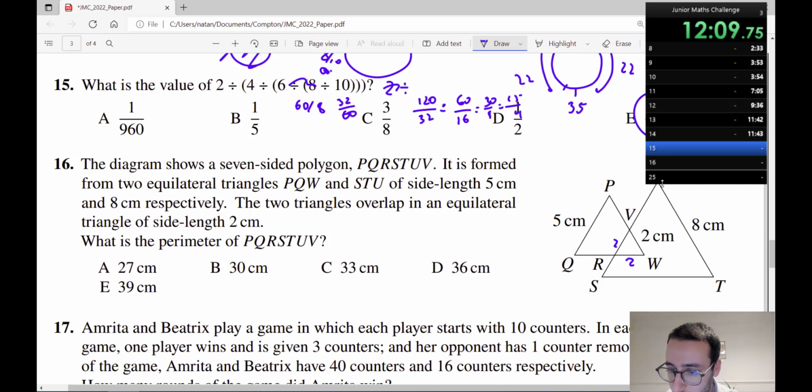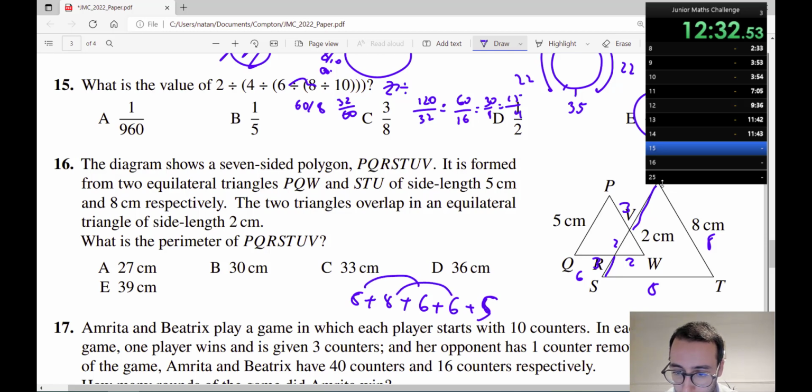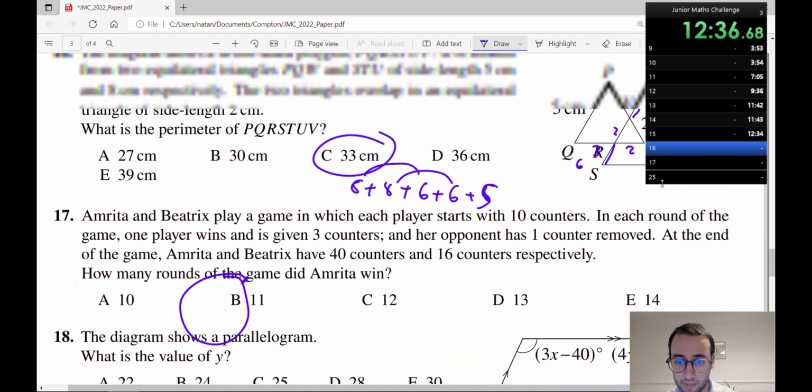Okay, if that's 2, then isn't that 3? And that 3. If that's 2, well, this plus this is 6, and 8 and 8. So we've got 8 plus 8 plus 6 plus 6 plus 5. That's a 5. So that's 14, 28, 33. The journey continues. 17, play game.